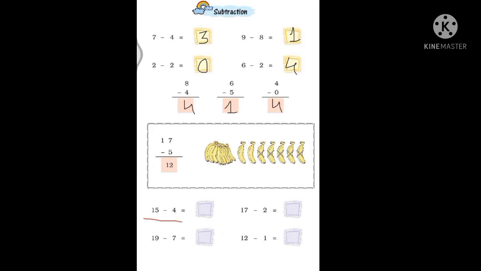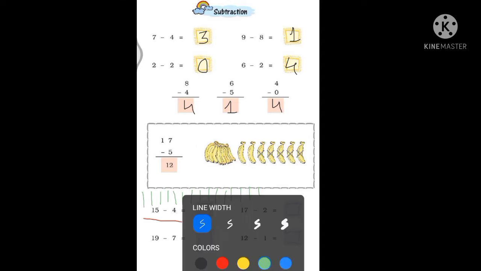Now next one, students, here 15 minus 4. Here the subtraction is already given. In that way you can also do the subtraction, but we will draw the lines as we have been following, and then do the subtraction, right? So 15 minus 4. The first number is 15, so we have to draw 15 lines. Here I am drawing 1, 2, 3, 4, 5, 6, 7, 8, 9, 10, 11, 12, 13, 14, 15. So 15 sticks I have drawn.